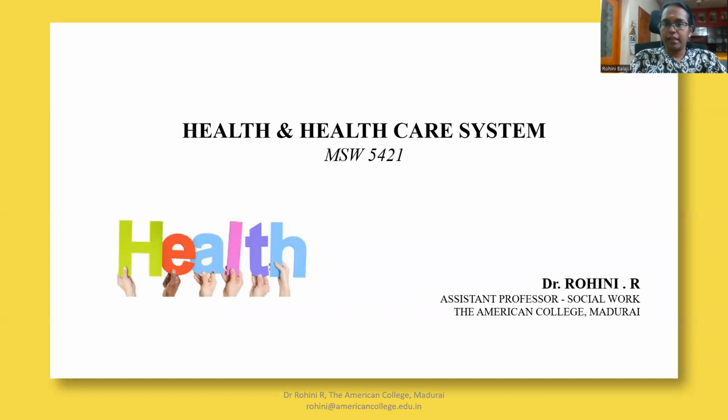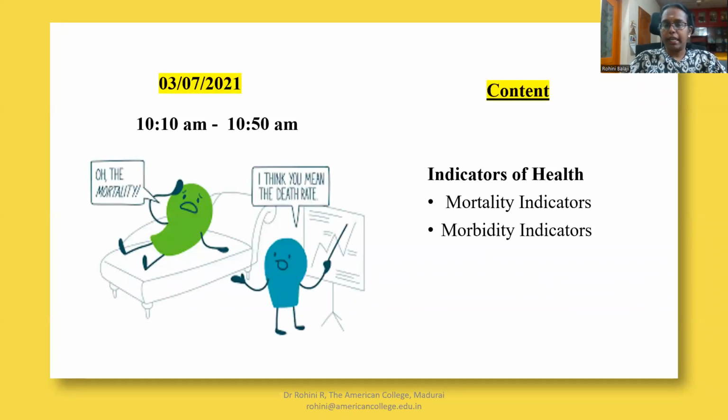The health and healthcare system explains health, the cause and the causal factors for health, how society influences health, and how health is taken care of with a systematic approach. Here we are going to discuss the indicators of health on mortality and morbidity.